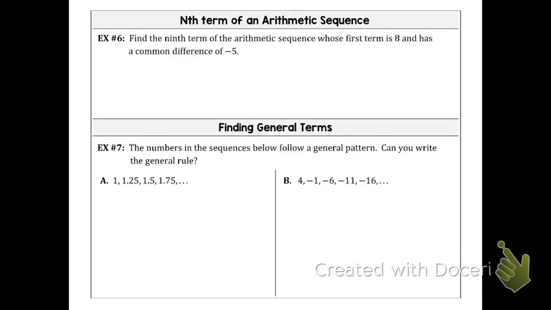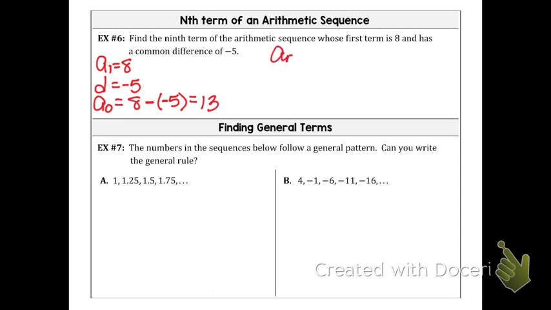Example 6 is find the 9th term of the arithmetic sequence whose first term is 8 and whose common difference is negative 5. So they tell me my first term is 8. My difference is negative 5. So I can find that 0 term, because remember, it's the first term minus the difference. Now be careful, because that's minus a negative, which means my 0 term is 13.